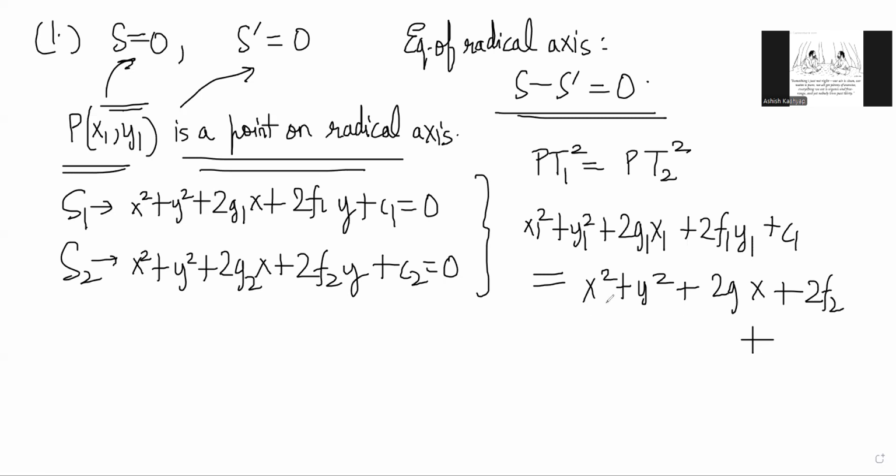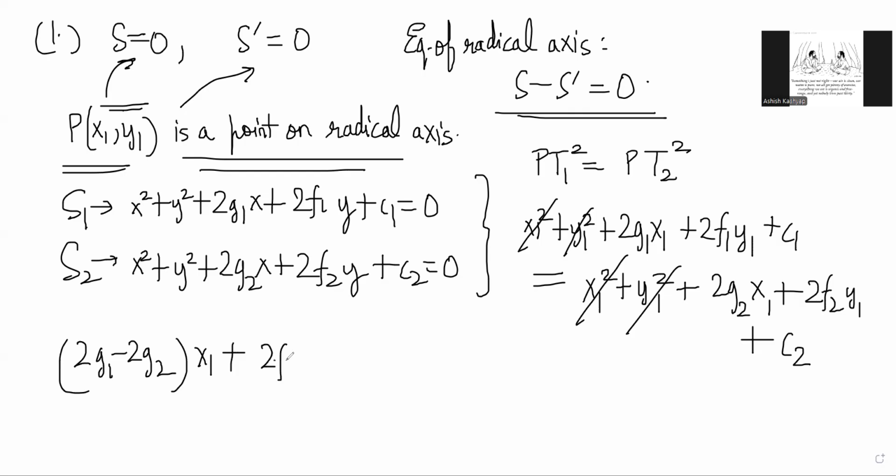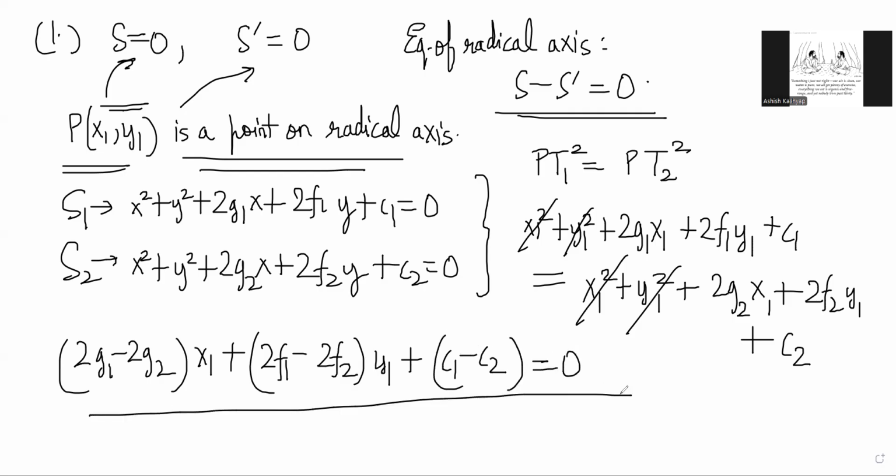PT2 square would be what? It will be x1 square plus y1 square plus 2g2 x1 plus 2f2 y1 plus c2, right? And notice that x1 square and y1 square get cancelled, and you're getting 2g1 minus 2g2 x1 plus 2f1 minus 2f2 y1 plus c1 minus c2 equals 0. This is the equation of the locus of the point x1, y1. And basically, it's the same equation you would get if you subtract the two circle equations, right? This is the equation of the radical axis.